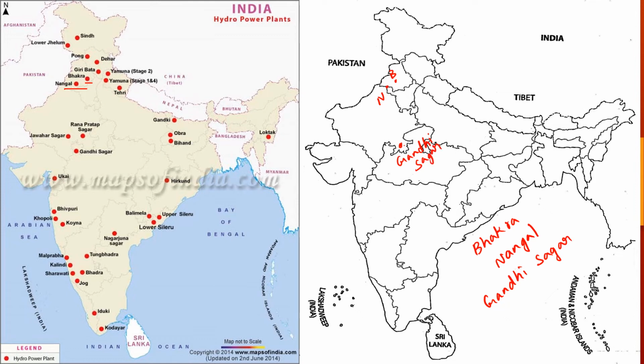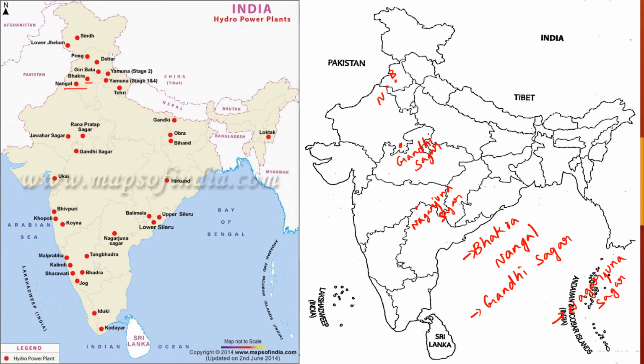And also you can see this Nagarjuna Sagar, right? This Nagarjuna Sagar is in the Telangana region. So here in this part you can see this Nagarjuna Sagar. Okay, so these are the major hydro power plants in India.